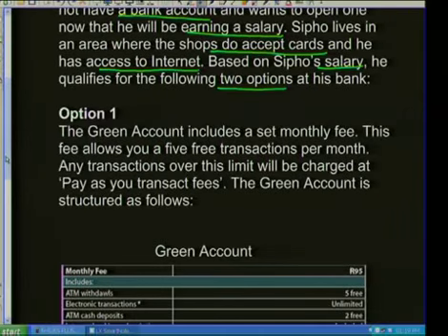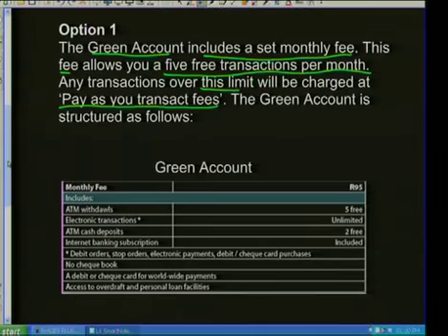So option 1 is the green account. This includes a set monthly fee. This fee allows you 5 free transactions per month. Any transactions over this limit will be charged at a pay as you transact fee. The green account is structured as follows. And now it's important whenever we are given information like this to actually make sense of the table that we are being given, or the graph, or the picture, whatever it is.